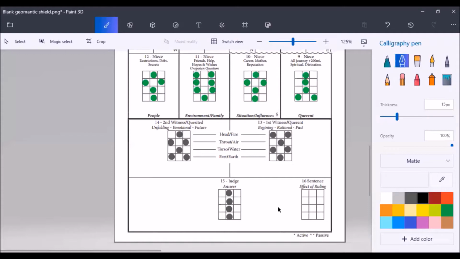So, for example, a favorable judge that comes from an unfavorable right witness, also known as the first witness because it's cast first, and a favorable left witness would indicate that there's going to be a turn for the better. It may start off unfavorable in the right witness, but it's going to end up favorable for the client in the left witness. A turn for the better, in which the past difficulties, the past obstacles, the past issues are left behind and dissolved.